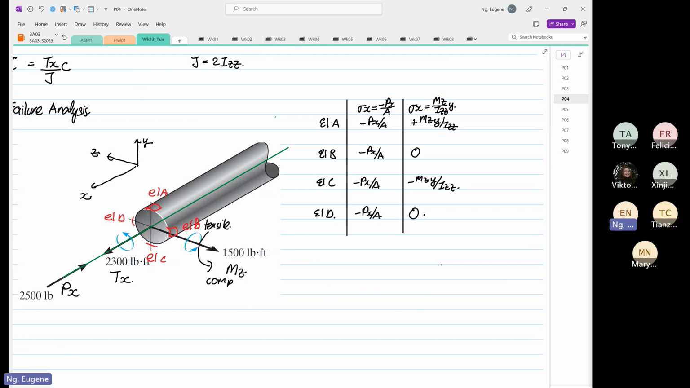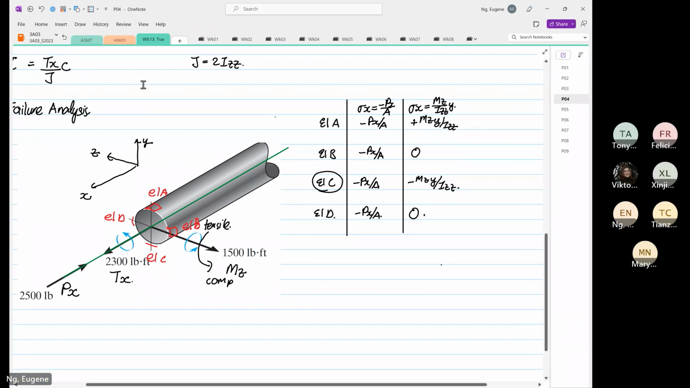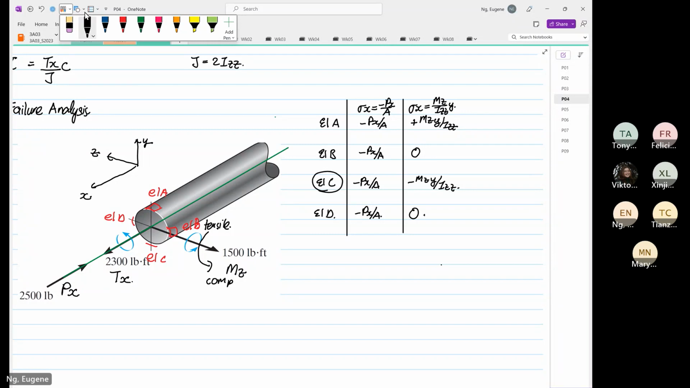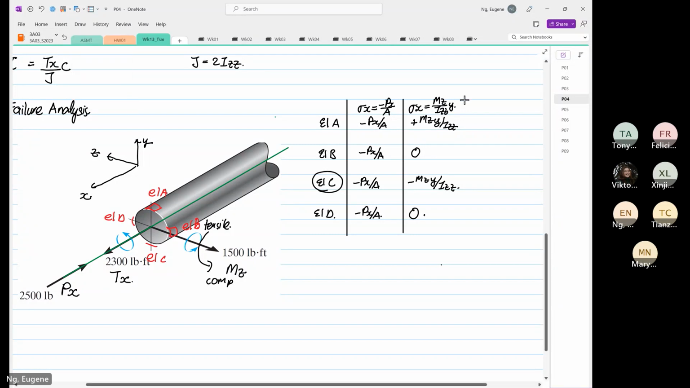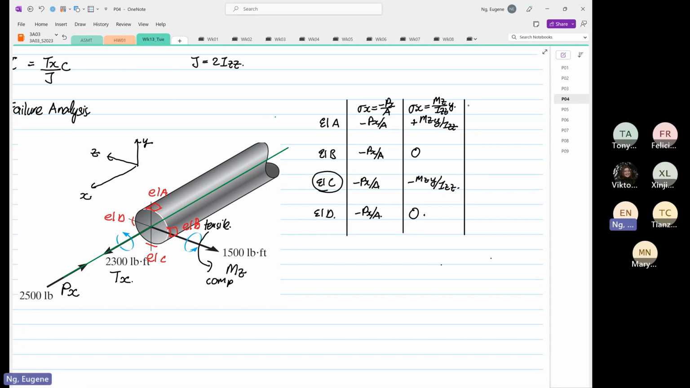So based on the normal stress, we know that element C is the one that we have to calculate. Okay. Now, if we were to look at shearing stress, the shearing stress due to the torque is equal to TR over J, and all of them will see TR over J.